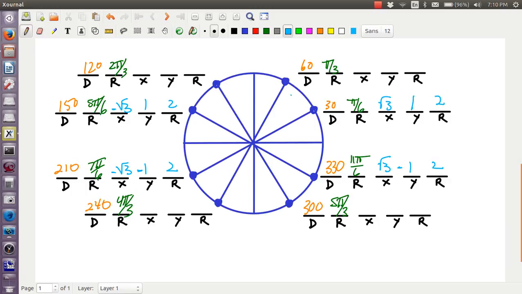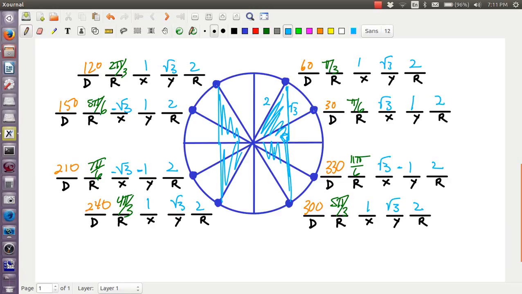Okay, now we have the same triangle but flipped. This is going to be 2, 1, square root of 3, so the x and y are just flipped versus what they were in the other picture. And again, this is going to be the same as this triangle and that triangle. X, Y, R, X, Y, R, X, Y, R. They're all mirror images of each other. Now we just have to worry about the signs.